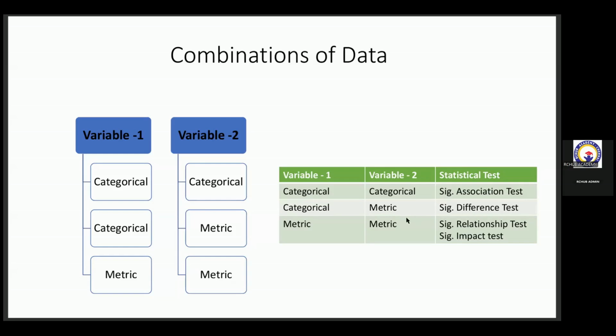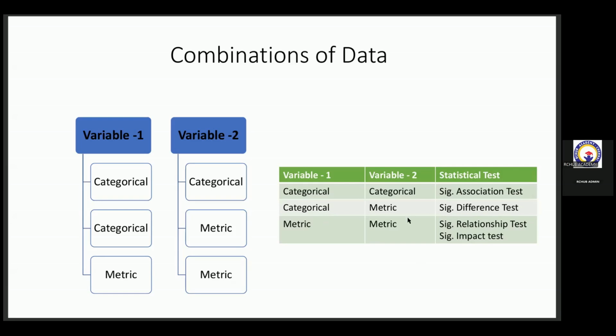Why? Because that is what is sound and logical. For example, you are going to check the mileage of two vehicles. One is Activa and another is Jupiter. Activa and Jupiter are categorical data. Mileage is metric data. Activa mileage is 42 and the Jupiter mileage is 46. We could say only significant difference in mileage. We cannot say significant association in mileage or significant relationship in mileage. So it would be illogical, right?